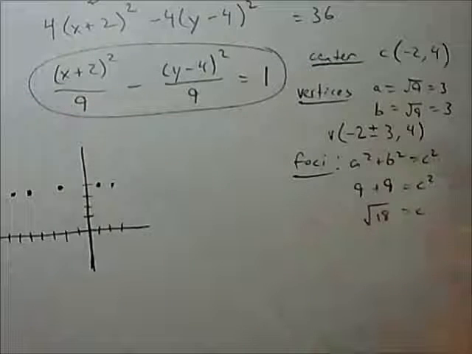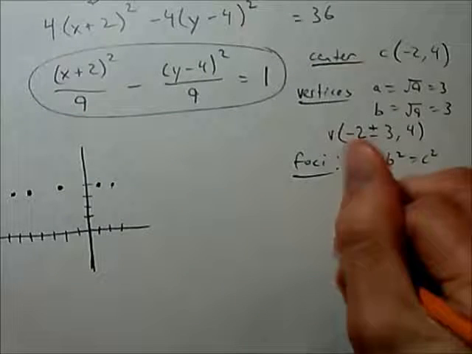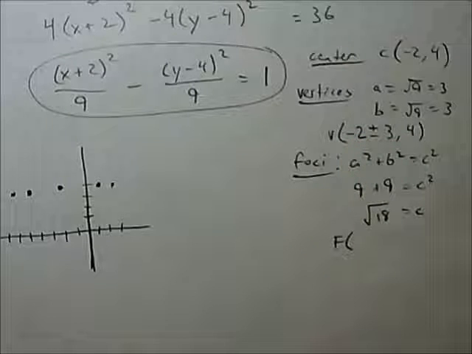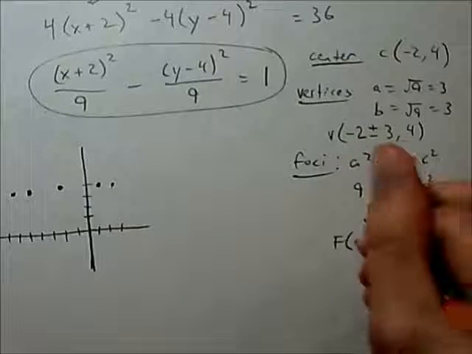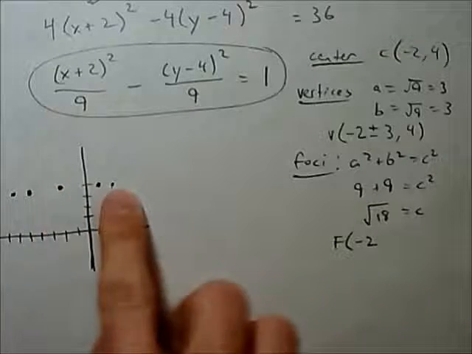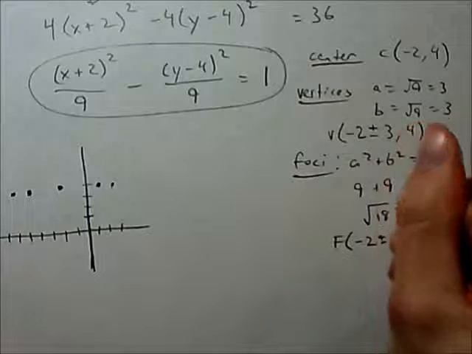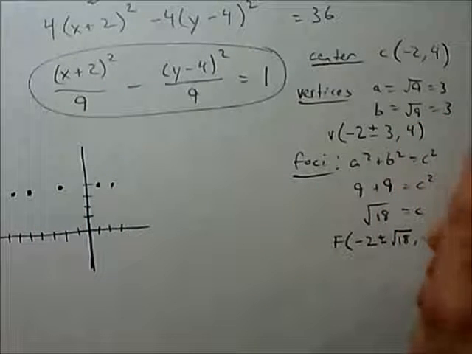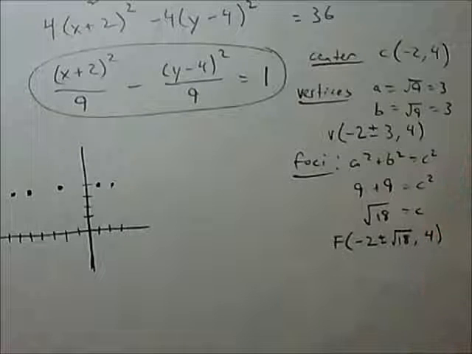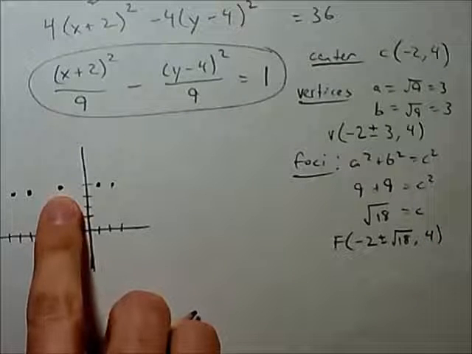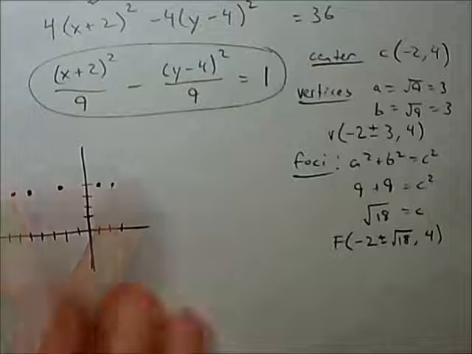And since we're graphing this imprecisely, let's go ahead and make sure we say what our coordinates are. So we start from the center, negative 2, and count right and left by the square root of 18. And keep the y value of 4. So here, there we have it. Center, vertices, foci.